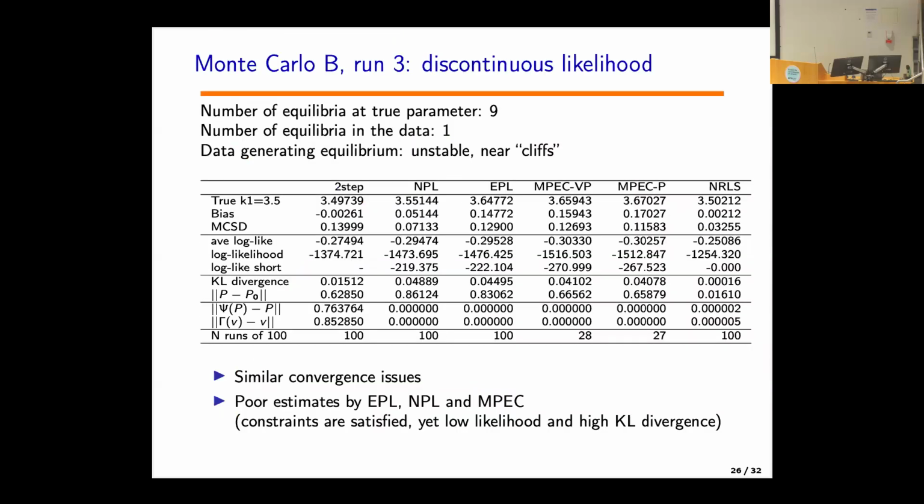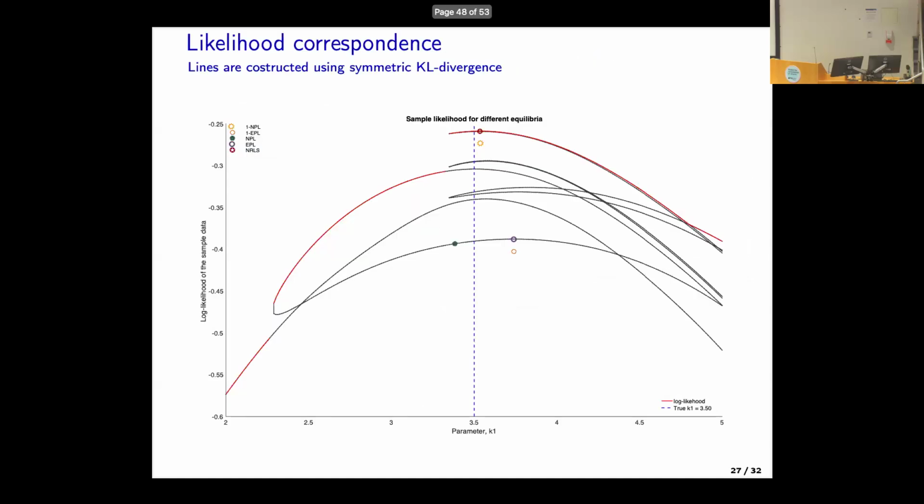So let's look at the results here. You have similar convergence issues, but this is the kind of stuff that also destroys some of the numerical properties of both NPL and EPL and also MPEC. Okay, so we have all this log likelihood shortfall. Of course, NRLS works all the time.